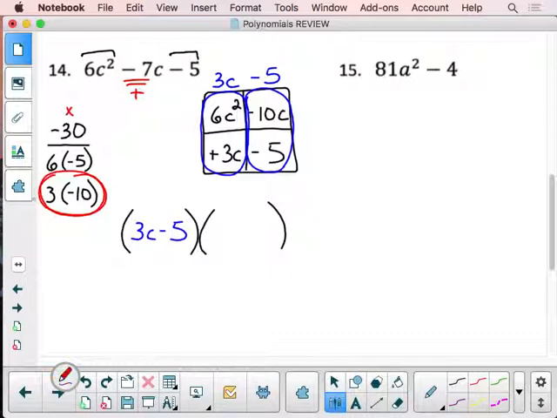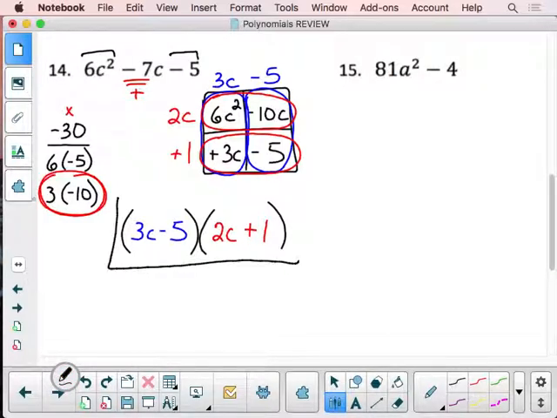Now we go and we look at rows. What do they have in common in this top row? They both have a c, and they're both divisible by 2. And in this bottom one, they don't have anything in common. They both don't have a c. They're both not divisible by anything other than 1. So if you can't find anything, you just designate that 1. And that becomes our second factor. So number 14 factors as 3c minus 5 times 2c plus 1.